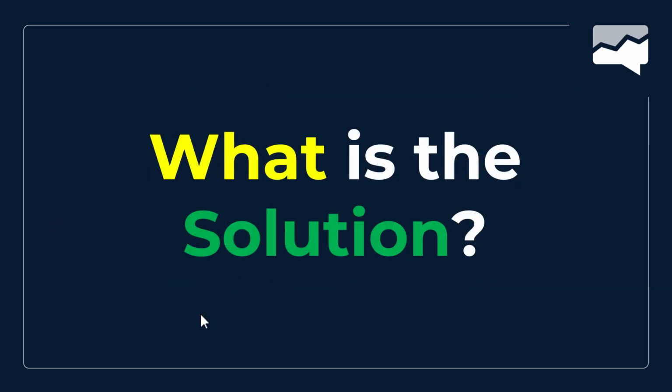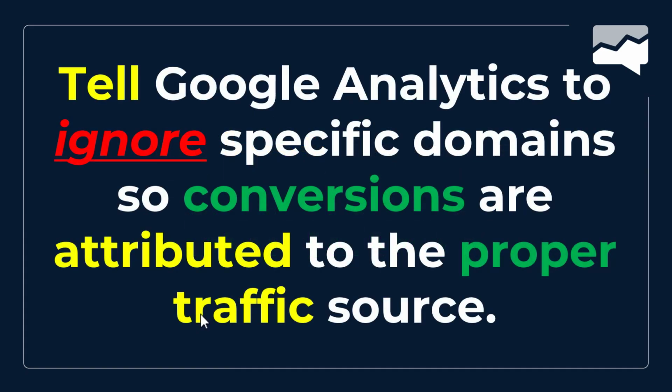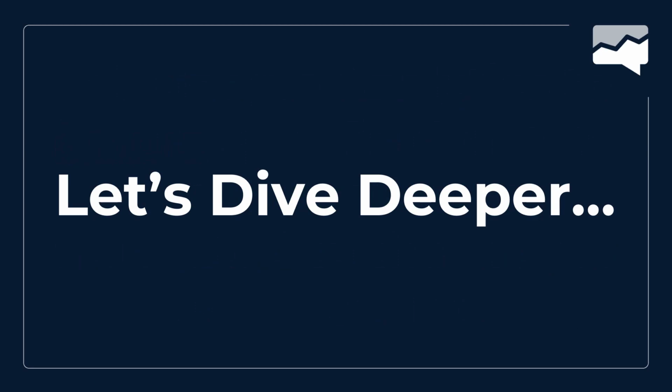So what is the solution? We've talked about why this is an issue in a couple of different ways. What is the solution? We need to tell Google Analytics to ignore specific domains so conversions are attributed to the proper traffic source. I'll let you kind of digest that. We need to basically tell Google, ignore these things so that it'll go and look at the proper traffic attribution for that.